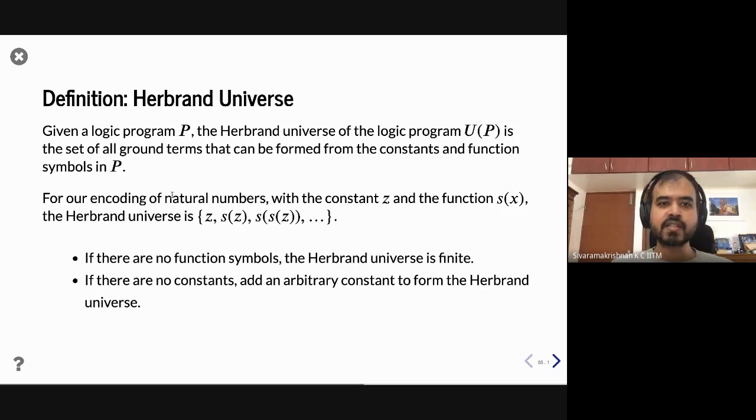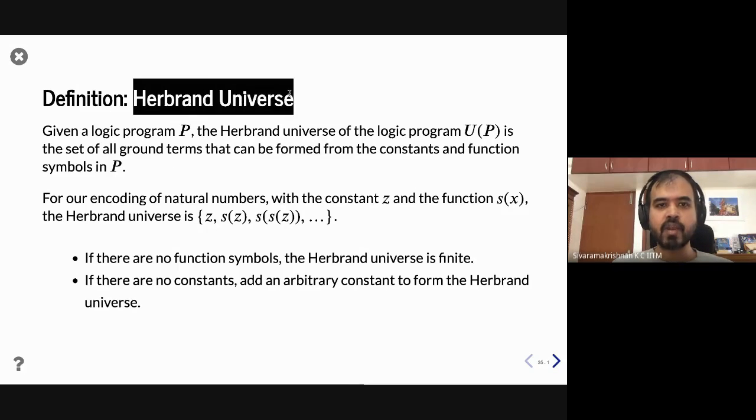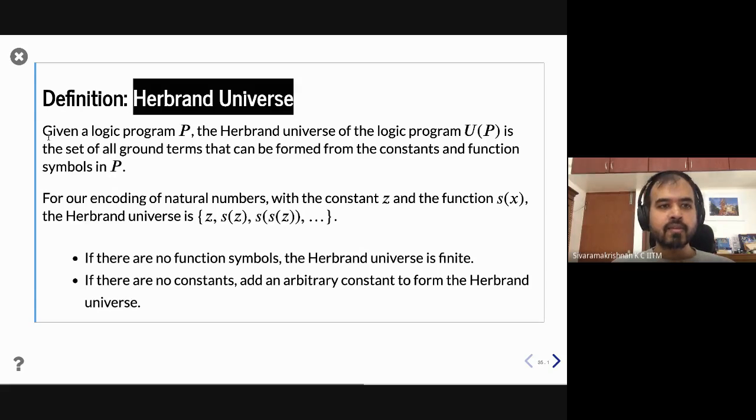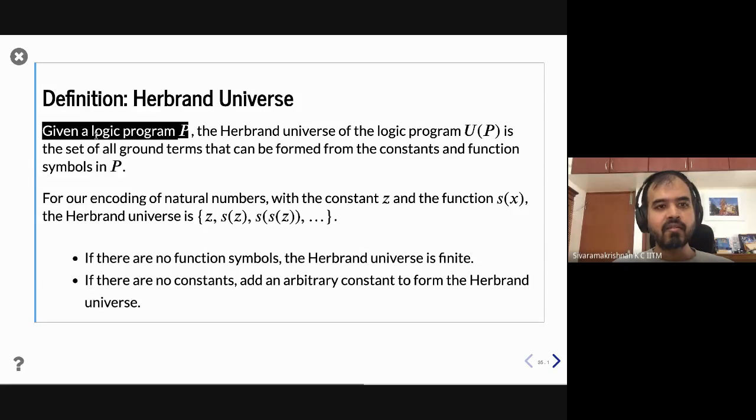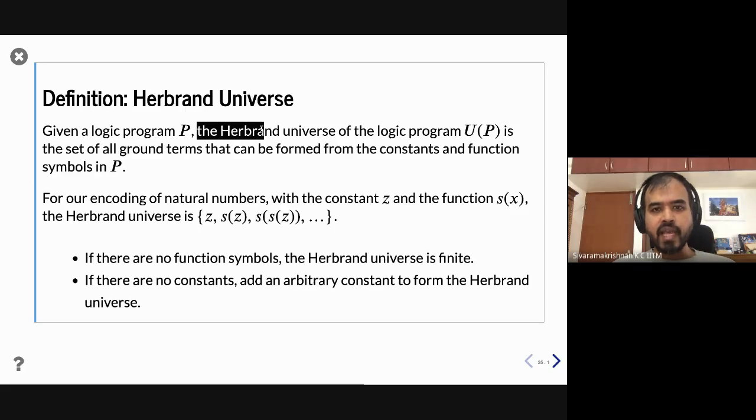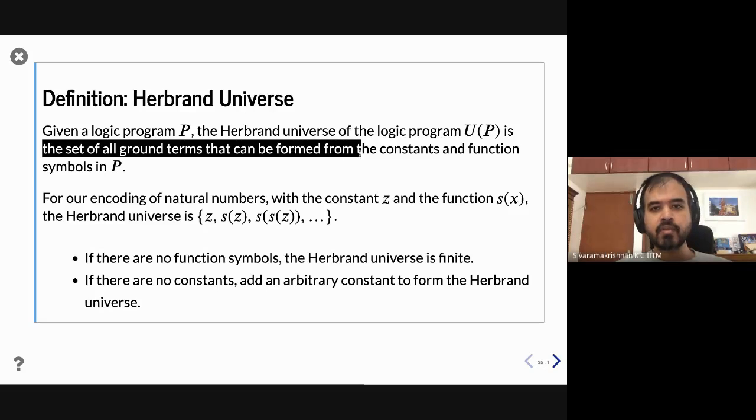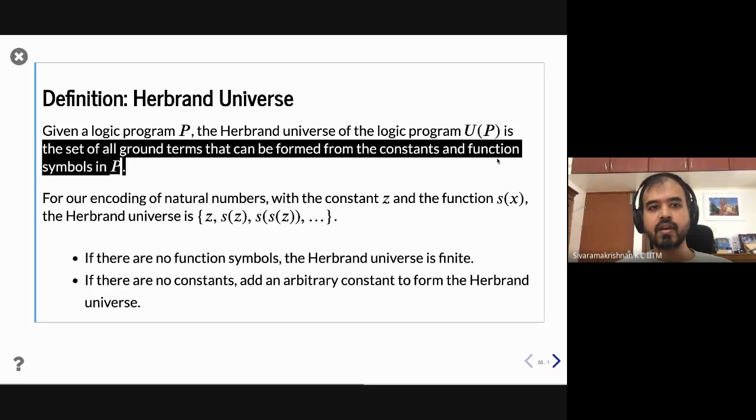So the first definition is the definition of something called a Herbrand universe, right? It says that given a logic program P, and when I mention logic program, think about definite clause programs, right? I use these terms interchangeably. Whenever I mention logic program, I mean definite clause program. So when you are given this logic program P, we can define a thing called the Herbrand universe of the program, which we write as U of P, which is the set of all ground terms that can be formed with constants and function symbols in P.